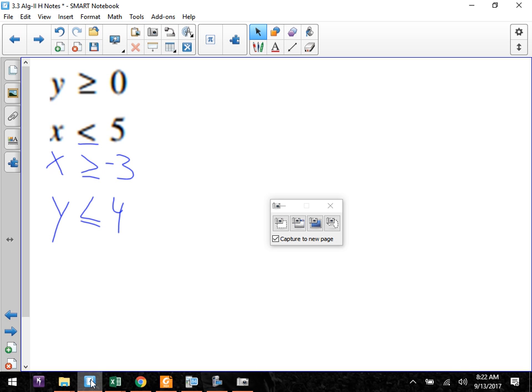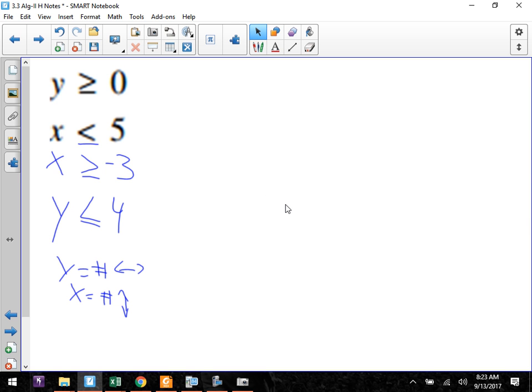So we have y is greater than or equal to 0, x is less than or equal to 5, x is greater than or equal to -3, and y is less than or equal to 4. Which means you have to remember a few things. When y equals a number, what kind of line is it? Horizontal. When x equals a number, what kind of line is it? Vertical.